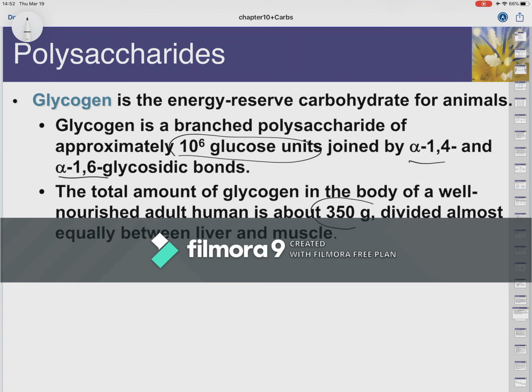The total amount of glycogen in a well-nourished human is about 350 grams. That's about the weight of 350 $1 bills. That's a lot.